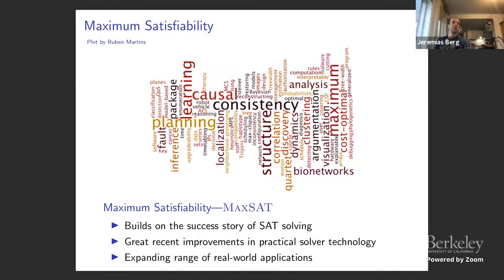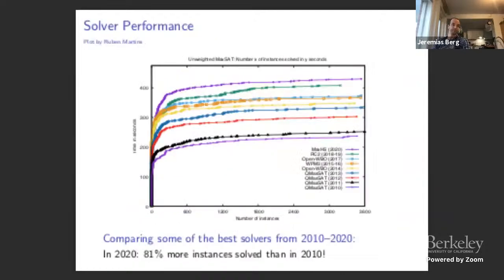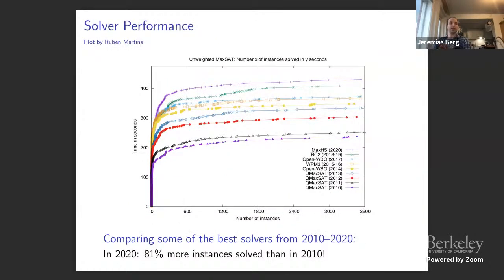Here's a word plot done by Ruben Martins on the submission entries in Google Scholar. And every year we see more and more domains submit benchmarks to the evaluations. So MaxSAT is really a blooming area. And as I mentioned, this can also be seen in solver technology getting better and better.